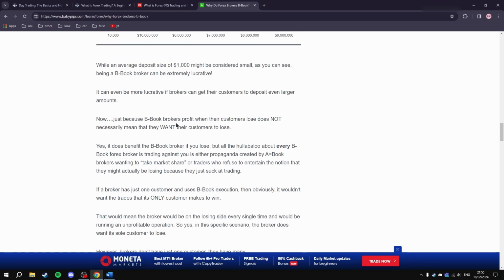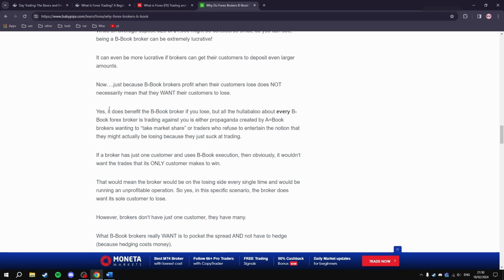Now, just because B-book brokers profit when their customers lose does not necessarily mean that they want their customers to lose. Yes, it does benefit the B-book broker if you lose, but all the hullabaloo about every B-book Forex broker trading against you is either propaganda created by A-book brokers wanting to take market share, or traders who refuse to entertain the notion that they may actually be losing because they just suck at trading.